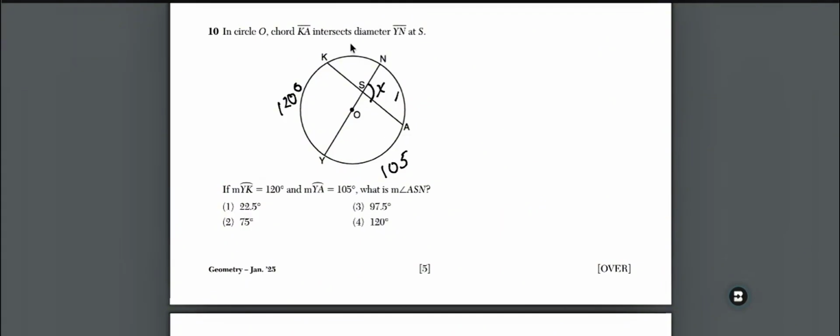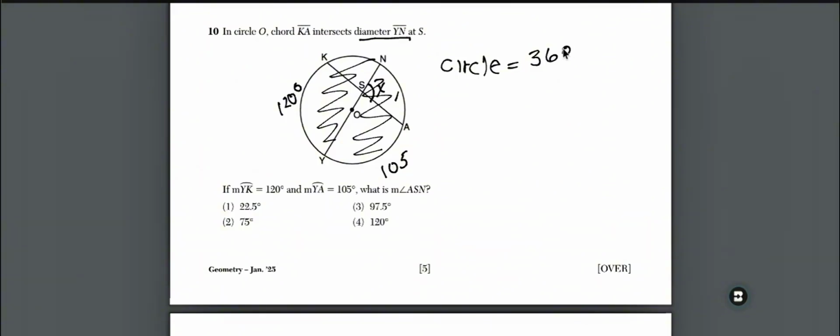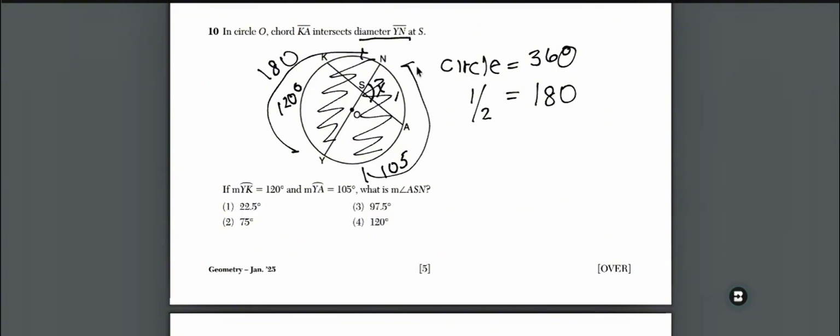Well, I'm missing a few arcs that I want to know the measurement of. What the question tells you is that KA intersects a diameter. That means that this portion of my circle is equal to this portion of my circle. And because a circle is equal to 360 degrees, half of the circle is equal to 180 degrees. That means this one half of my circle is 180, and this half of my circle is 180. Now I can find the measurements of arcs KN and NA.